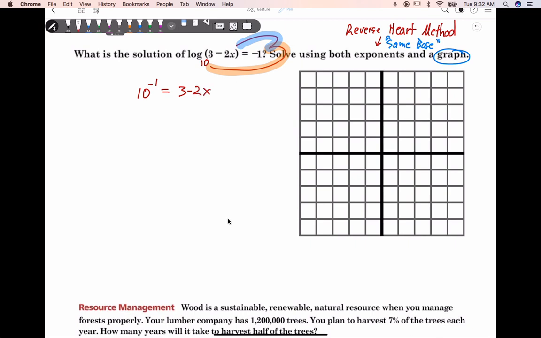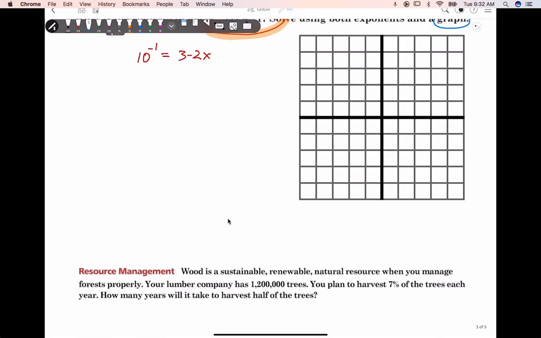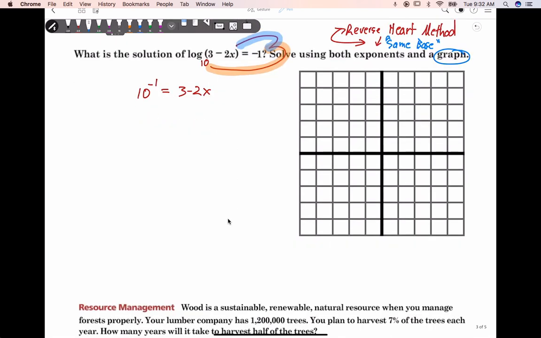Okay, so now this reverse Hart method goes hand in hand with the same base because here, I mean, we could try to get the same base, but for this particular problem, we're not going to be able to. Therefore, we're going to have to solve it out fully without a calculator to see what x would equal in this respect.